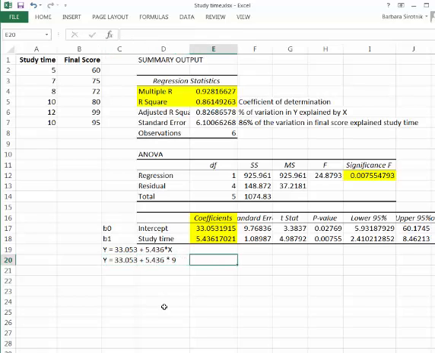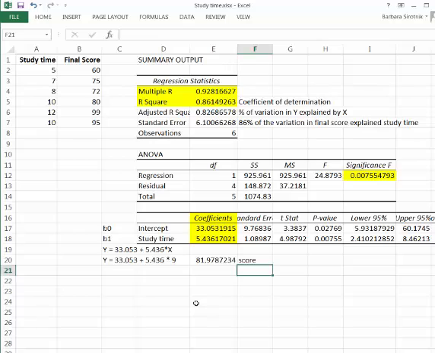And now I can do this very easily by putting a click here for the 33 plus a click here for the 5.436 times 9, and voila. The score for a person who studies 9 hours is going to be 81.978 on average. And that's a good thing to know.